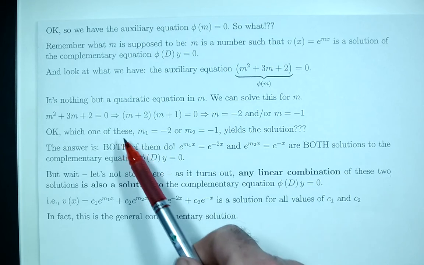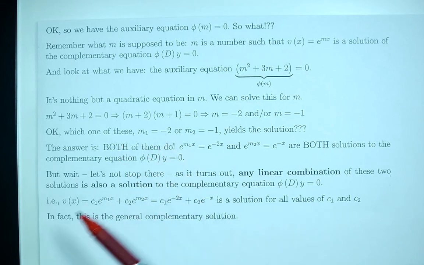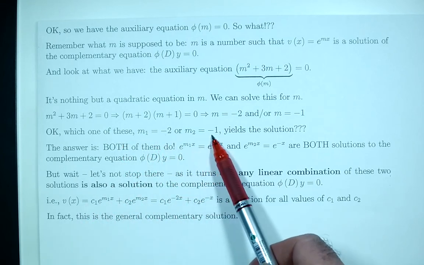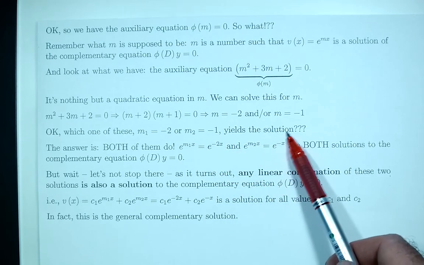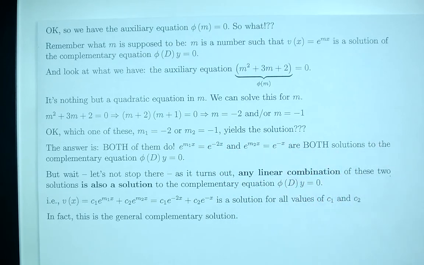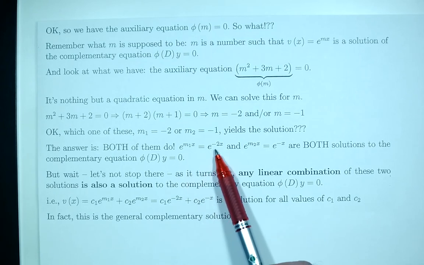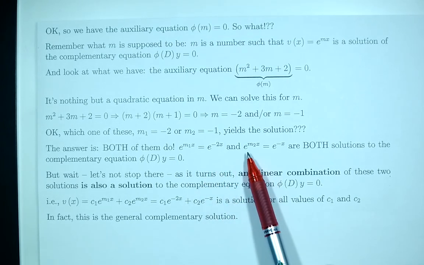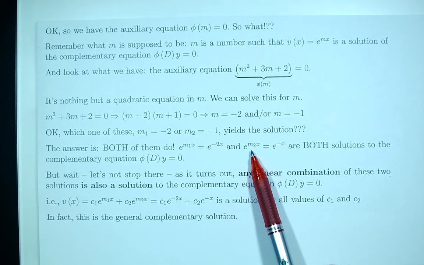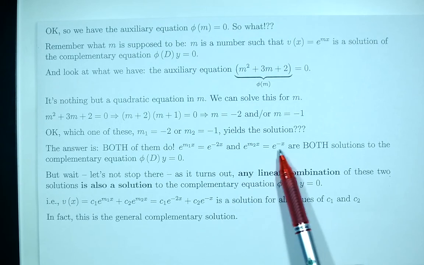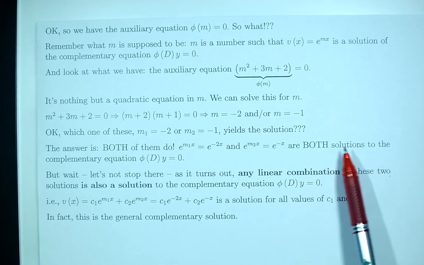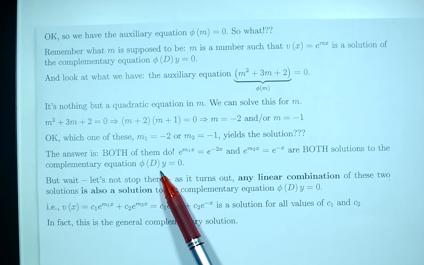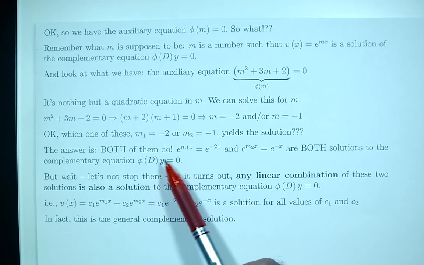So which one of these, m sub 1 equal negative 2 or m sub 2 equal negative 1, yields the solution to the complementary equation? The answer is both of them do. E to the m1x, which is e to the negative 2x, and e to the m sub 2x, which is e to the negative x, are both solutions to the complementary equation, phi of D y equals 0.